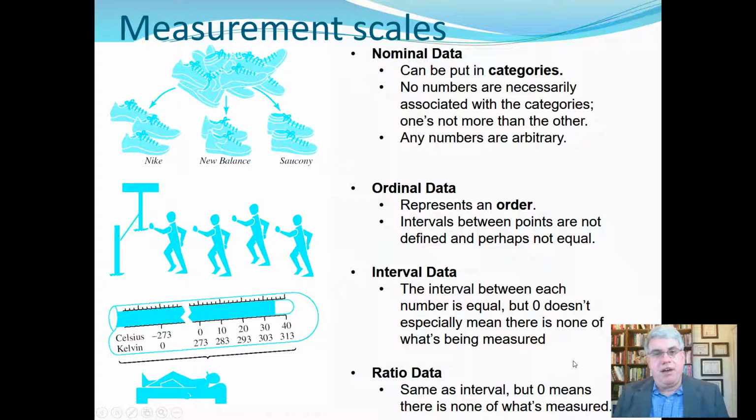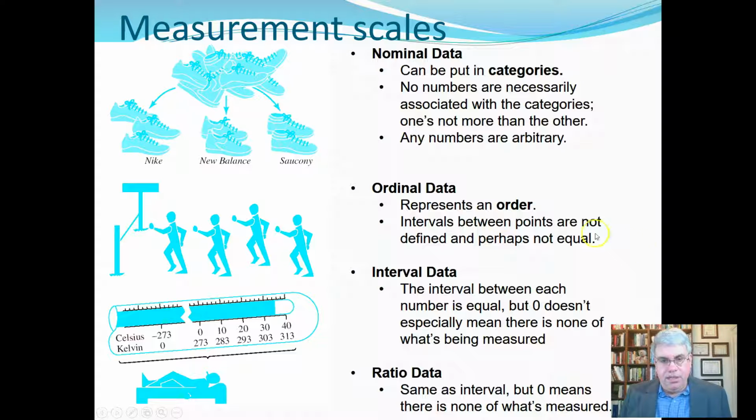So let me give another example of ratio data. Ratio data would be how we normally measure things, like how long it takes you to run around a track. If it takes you 8 minutes, that's twice as long as 4 minutes. And if it took you 0 minutes, that would mean it doesn't take you any time. We could do the same thing with weight. If you weigh 200 pounds, that's twice as much as 100 pounds. And if you weigh 0 pounds, that means you don't have any weight.